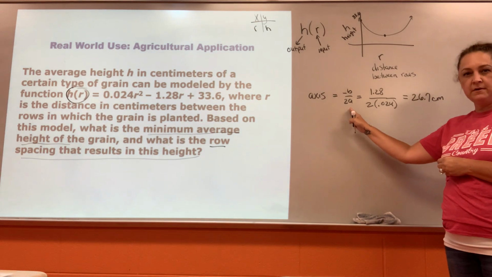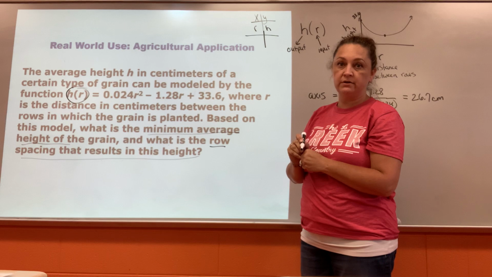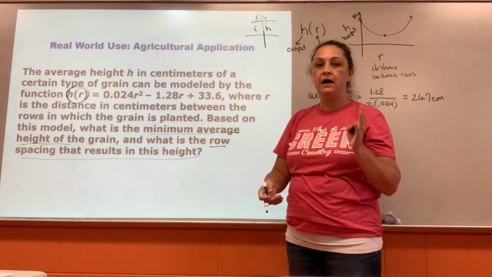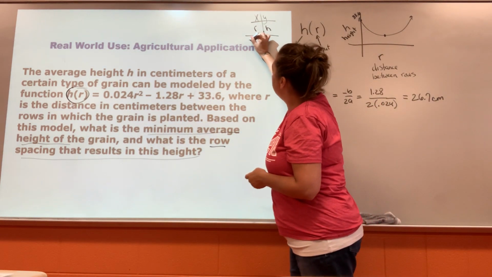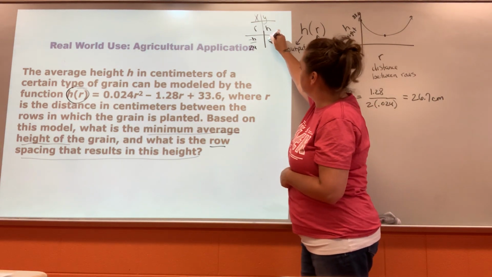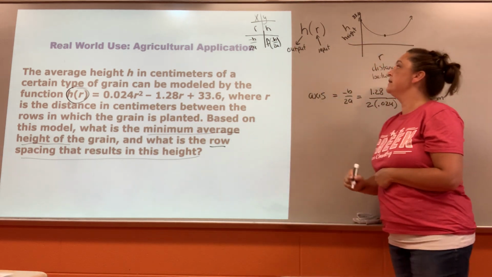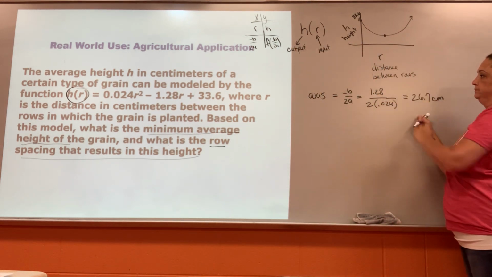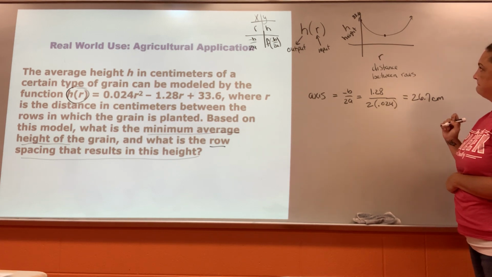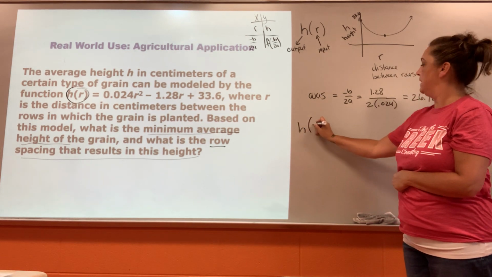Okay, what does opposite b over 2a go with again? Remember your T-chart. X, Y, input, output. In this case, row distance, height. To get the X value, it was opposite b over 2a. And to get the output, it was f of opposite b over 2a. So we currently have this value. Now we need to plug that back in. H of 26.7.